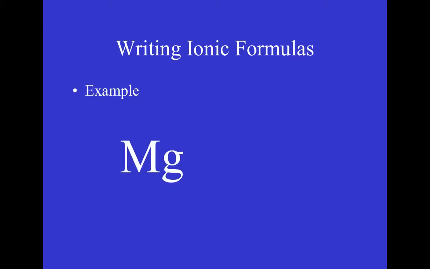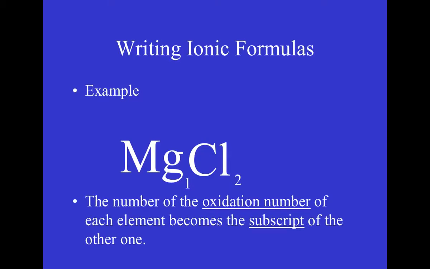So when I actually write, I kind of scooch the symbols together. Okay, so I have 1 magnesium and 2 chlorines. So basically the idea is the oxidation number of each element becomes the subscript of the other one.